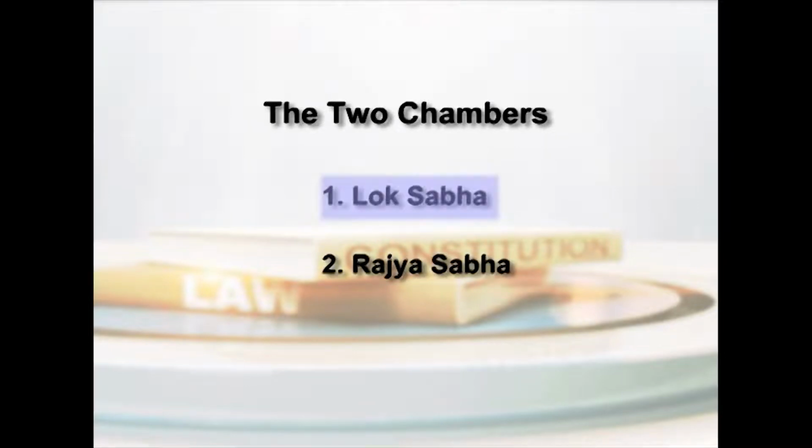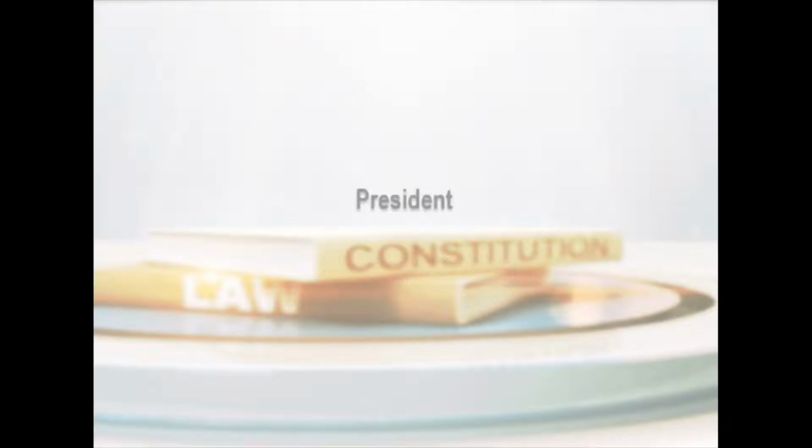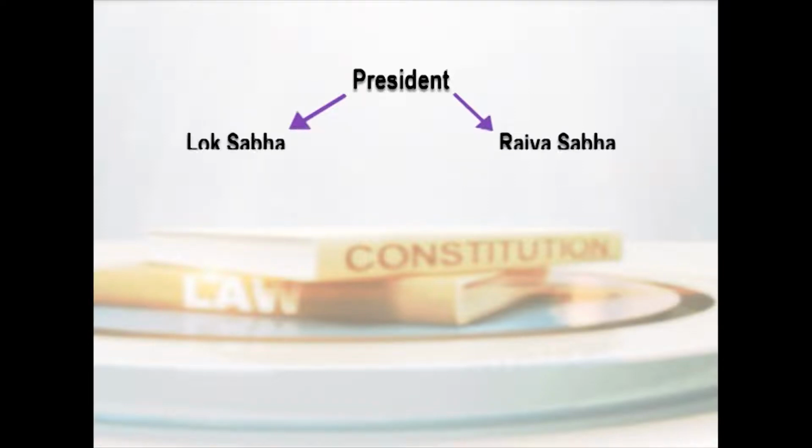The lower house or the House of the People is popularly known as the Lok Sabha, while the upper house or the Council of States is well known as the Rajya Sabha. The president happens to occupy the highest position in the parliament. Just below the president are the two houses, the Lok Sabha, which is indicated on the left-hand side of the diagram, and the Rajya Sabha, cited on the right-hand side.